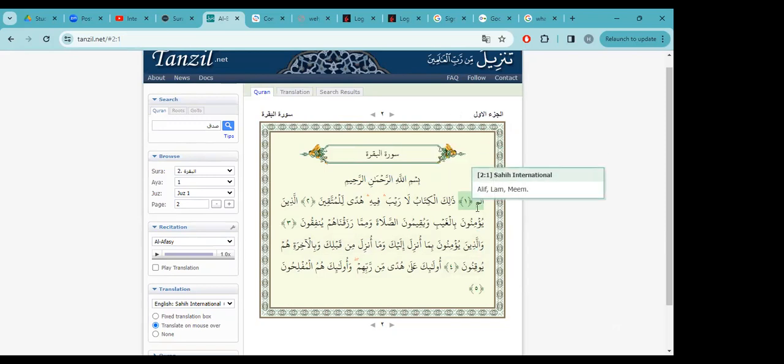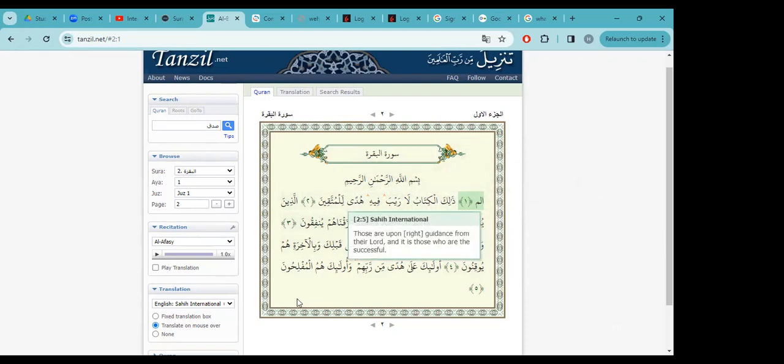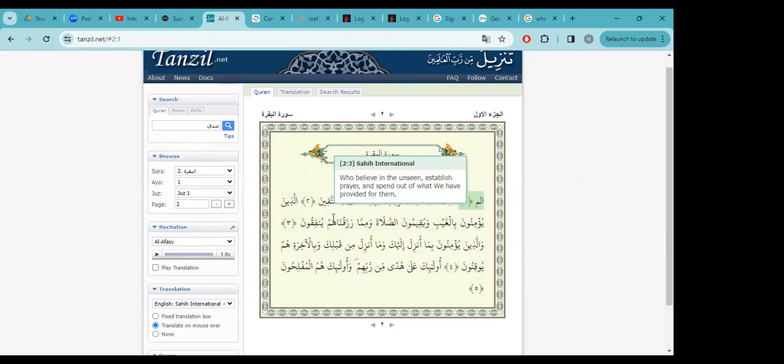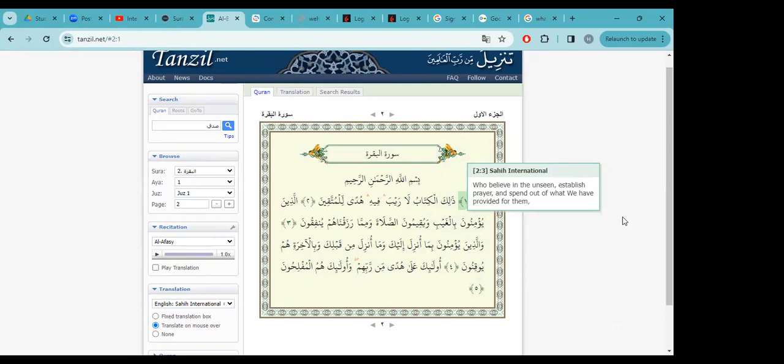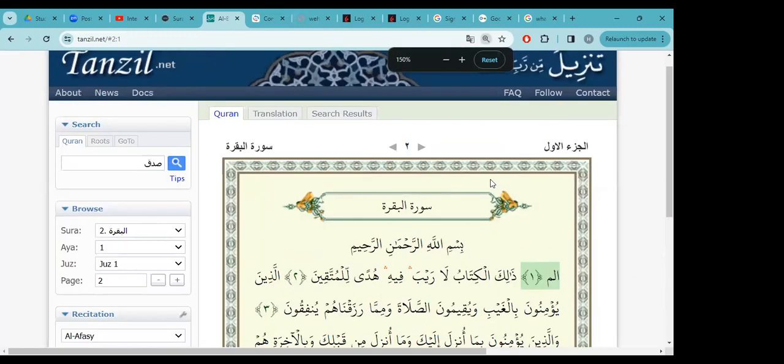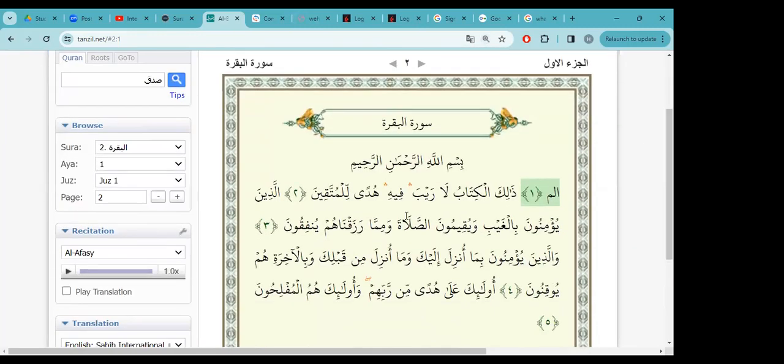So Alif Lam Mim, I want to ignore this part for now and move on to ذلك الكتاب لا ريب فيه هدى للمتقين. If you can do the whole ayah. Ustad, is it possible to maximize the zoom? Let me try. Is that better? Yeah, better.